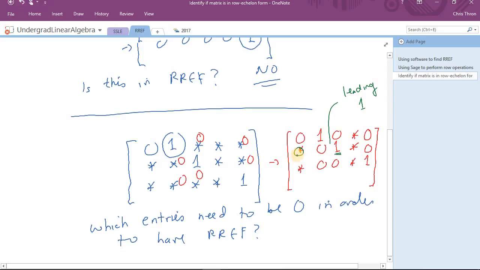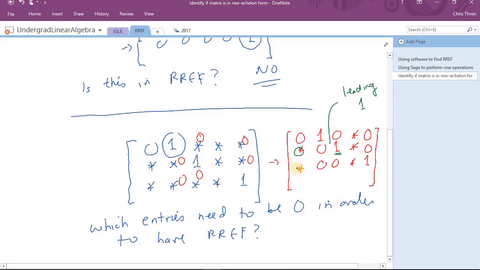I couldn't possibly have a non-zero entry here because I need my leading 1 to be to the right of this one. Okay, what about this one? This one I don't know because it's not a pivot column, right? Let's look at the last row. Can I tell what this one is?